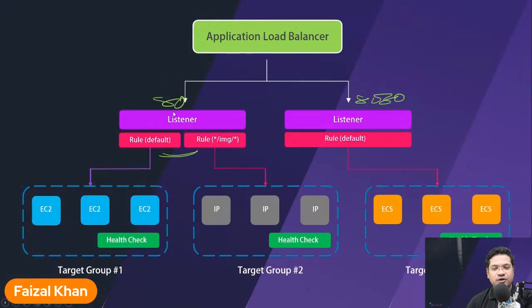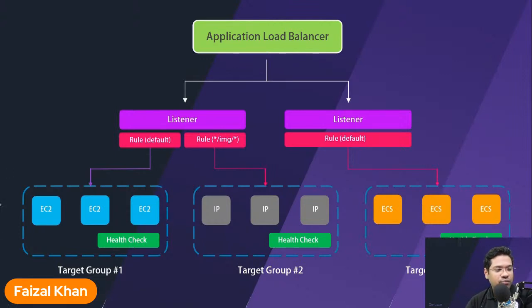So these are the rules that you can create, and you can create that for a single port, or you can have multiple ports, and each port can have their own rules. Now, unlike your classic load balancer, which can send traffic only to your EC2 instances, the application load balancer has additional capabilities. It can not only send traffic to EC2 instances, it can also send traffic directly to IP addresses which are reachable from AWS, and also to ECS, or container service, which allows you to run containers on AWS. So the application load balancer goes beyond just sending traffic to your EC2 instances.